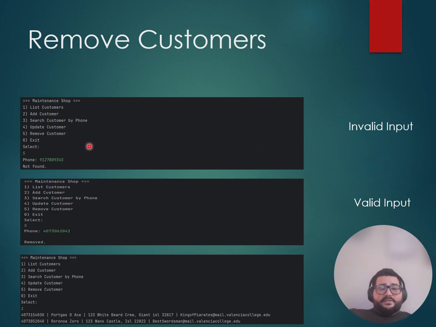So we put in this phone number to remove a customer, right? Number 5, remove customer. It says not found, right? So we go in and we put in a valid input, and again, we have our console shop. We select the 5, remove a customer, put in the appropriate phone number, and it should say removed. And this is what our list will look like without this phone number in it, right? Because we removed that instance.